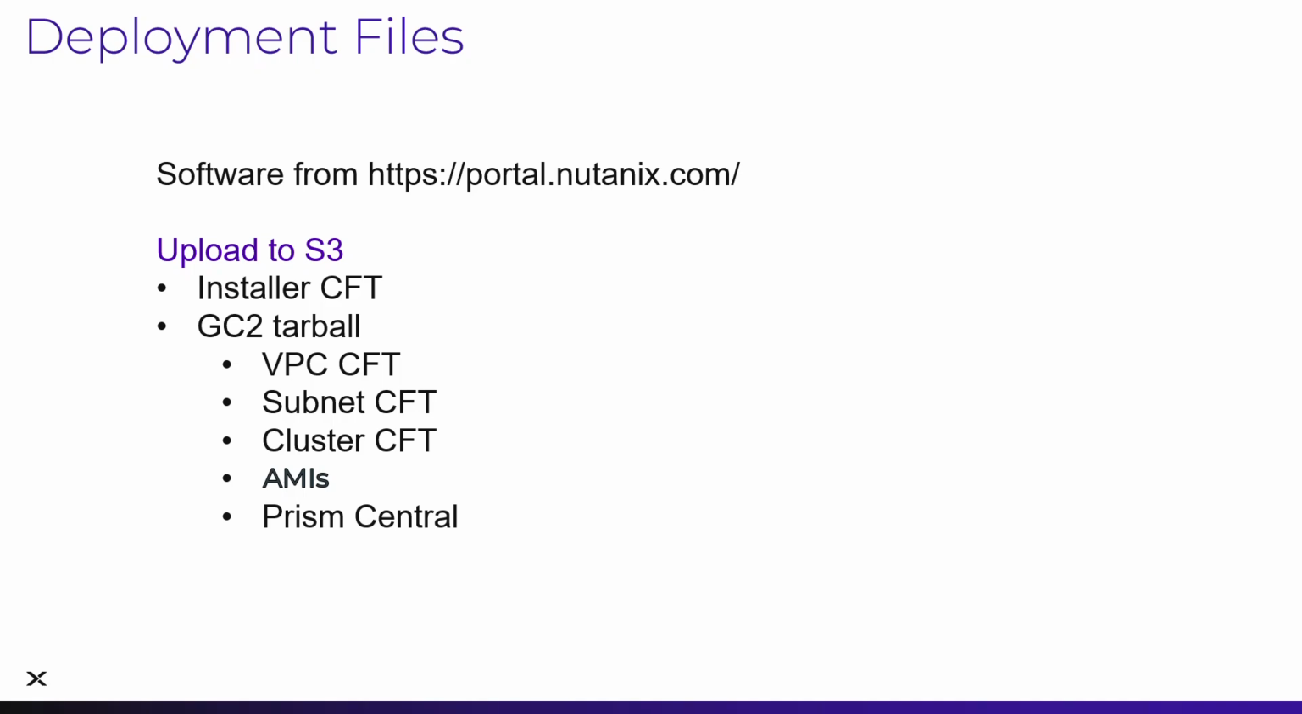Part of the GC2 tarball are also three CloudFormation templates: VPC, subnet, and cluster. The VPC template is going to create the VPC and some endpoints and the endpoint subnet for securing EC2 communication. The subnet CFT will deploy the subnet for bare metal and Prism Central and add them to the routing table. The cluster CFT will actually deploy the bare metal using those AMIs.